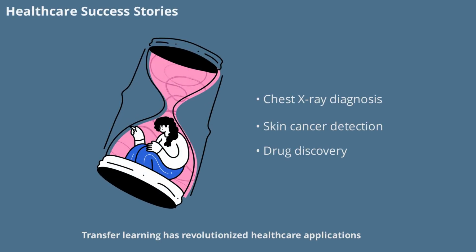Transfer learning has revolutionized healthcare applications. Models pre-trained on ImageNet have been used for chest X-ray diagnosis, skin cancer detection, and medical image segmentation. In drug discovery, transfer learning accelerates the identification of promising compounds. These advances improve diagnostic accuracy, speed up research, and make cutting-edge healthcare more accessible.